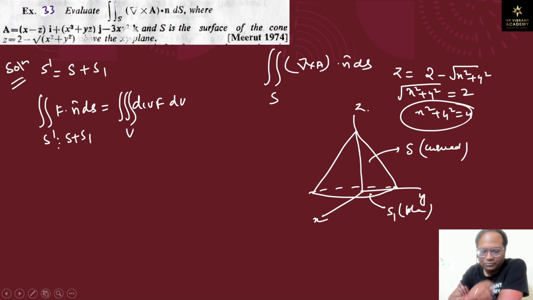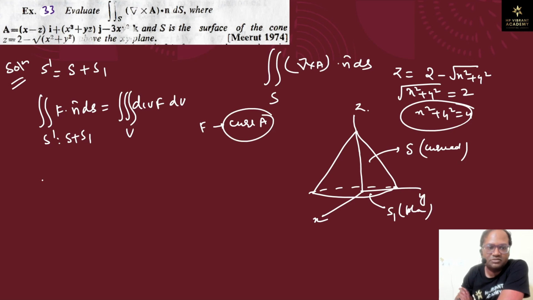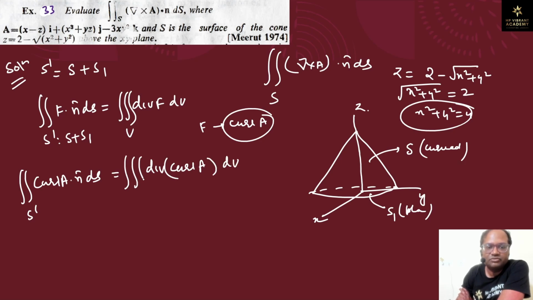Okay, so let us replace f with curl of A. So curl of A dot n cap ds along the surface S dash is equal to the divergence of curl of A dv, volume integral. So using the vector identity, divergence of curl of A is 0. This is straight away 0. So this we can expand as S dash is S plus S1.